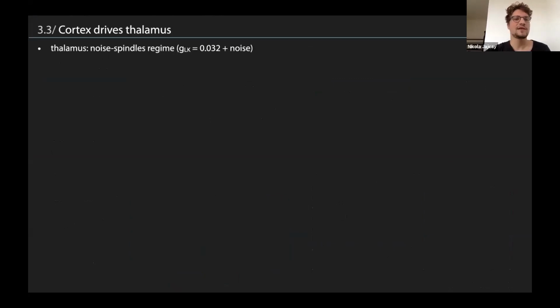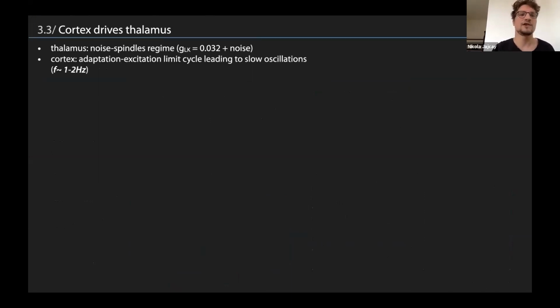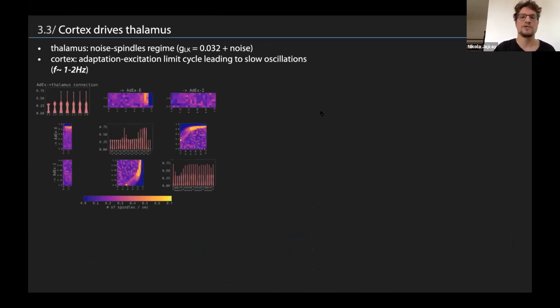Now let's go forward and connect these two modules. So the thalamus is parameterized in the noise spindles regime. The cortex is parameterized mainly in the adaptation excitation limit cycle. And what we've done here is something like a 3-dimensional landscape. Of course, it's hard to plot a 3-dimensional landscape, so for each pair of dimensions, I do 2D projections. This is how it looks.